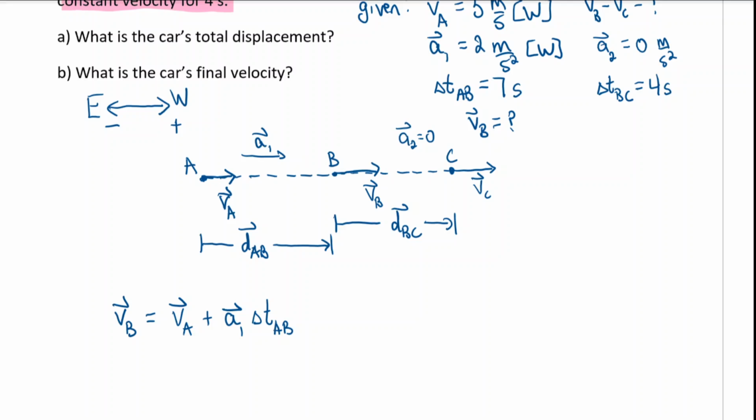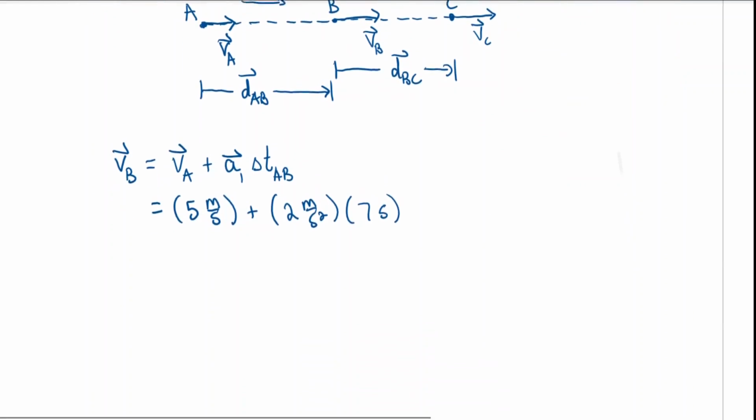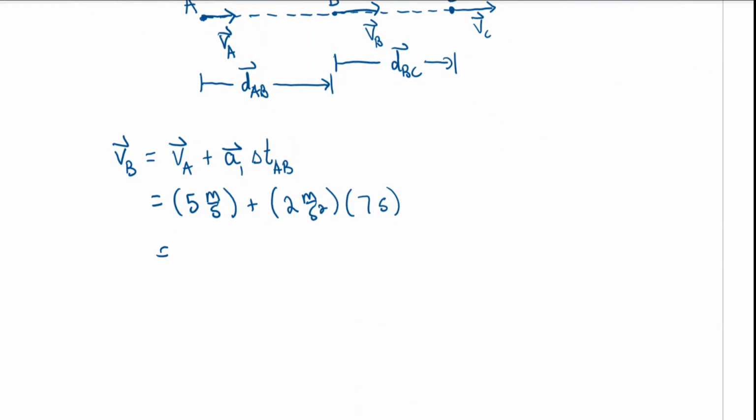All right, let's substitute in our values. So we've got our initial velocity, as we know, it's in the west direction. We've said west is positive, so we write that in as a positive value, plus our acceleration is also west. And we know our time is 7 seconds. Doing that, we know 7 times 2 is 14, plus 5 is 19 meters per second. So our velocity B is going to be that in the west direction.